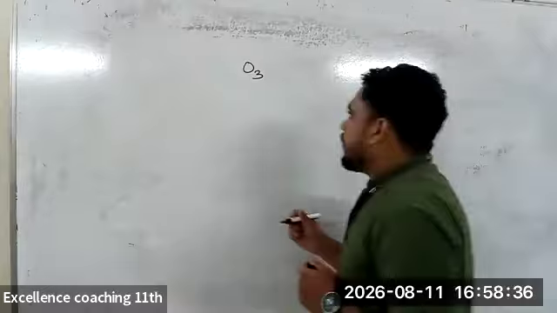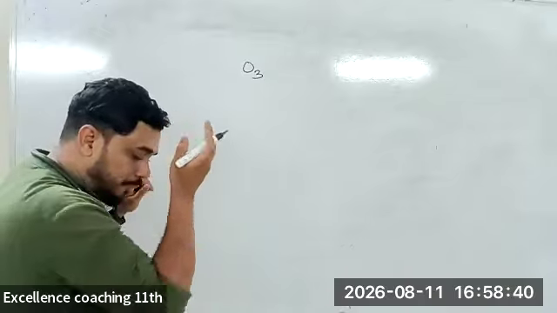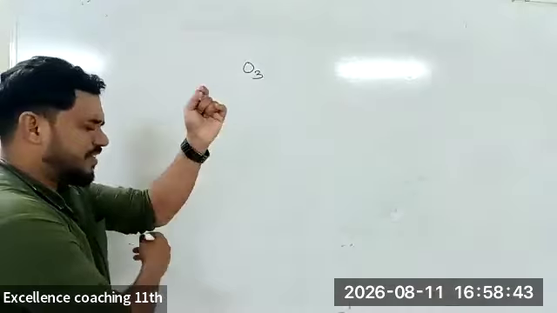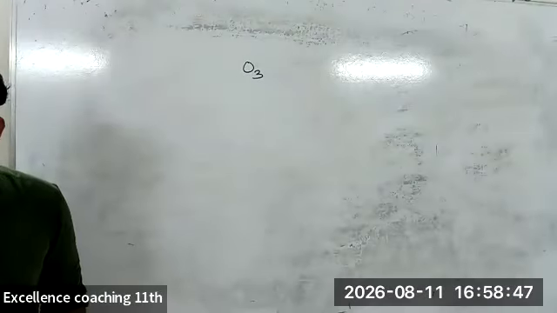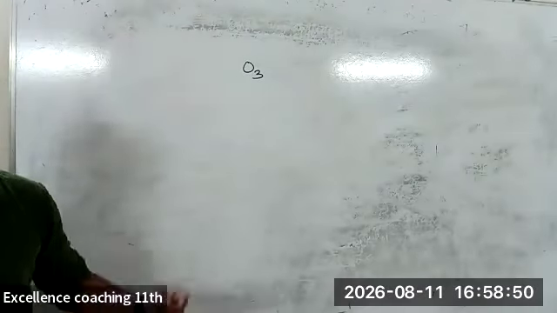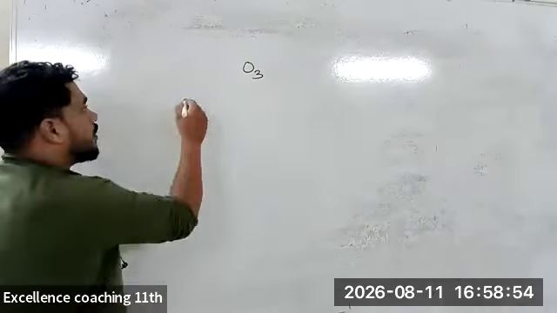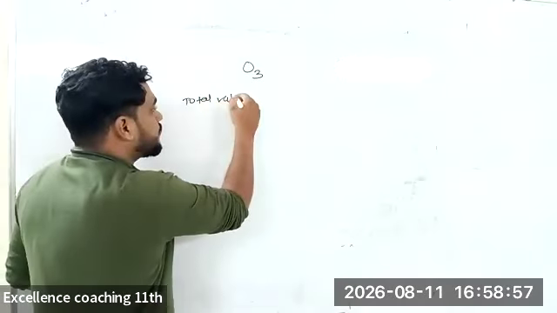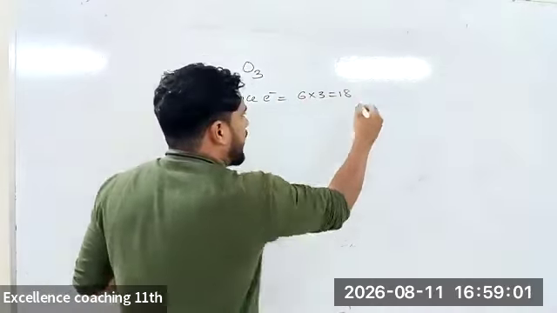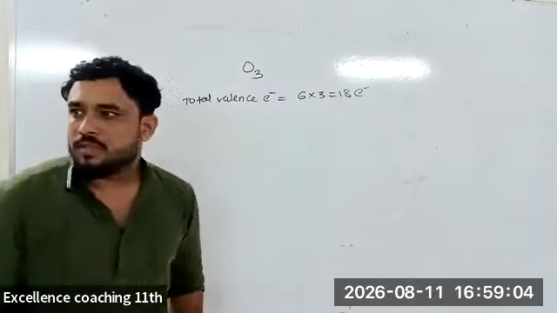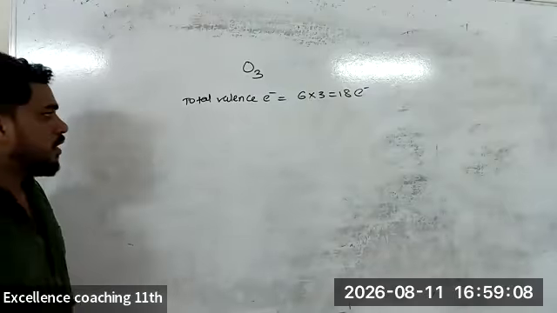Okay O3, ozone, not oxygen. First thing, total valence electrons. 6 into 3, correct, 18 electrons. What is the valency of oxygen? 6 into 3 is 18.